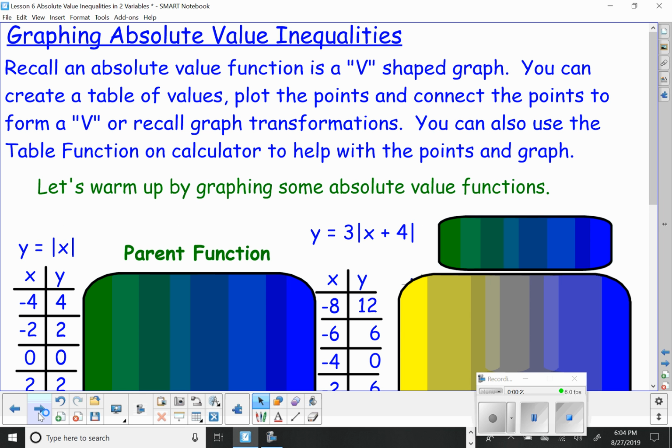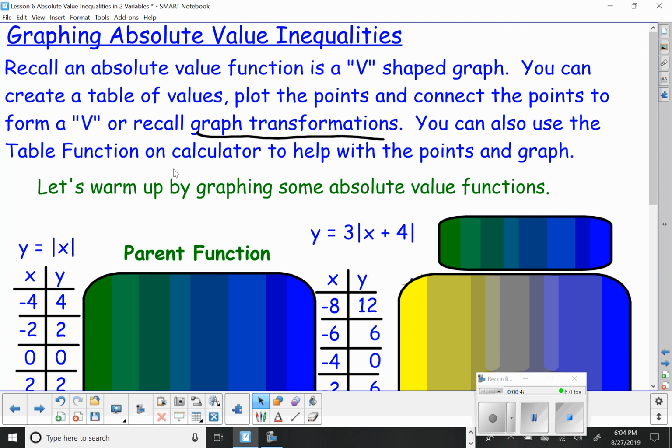First, graphing absolute value inequalities. Recall that an absolute value function is a V, as in victory or Virginia, shaped graph. You can create a table of values, plot the points, and connect the points to form the V. Or, better yet, you can recall graph transformations. You can also use the table function on your calculator to help you with the points in the graphs.